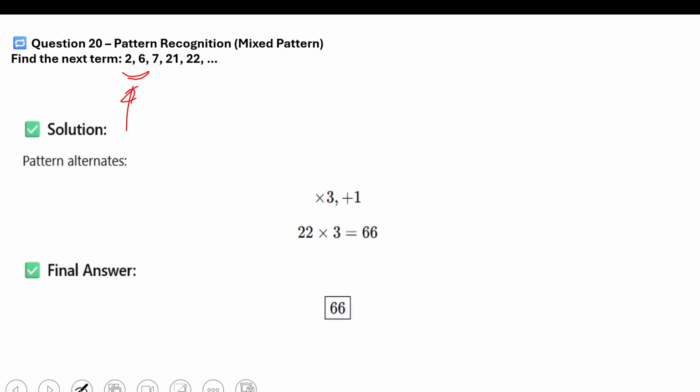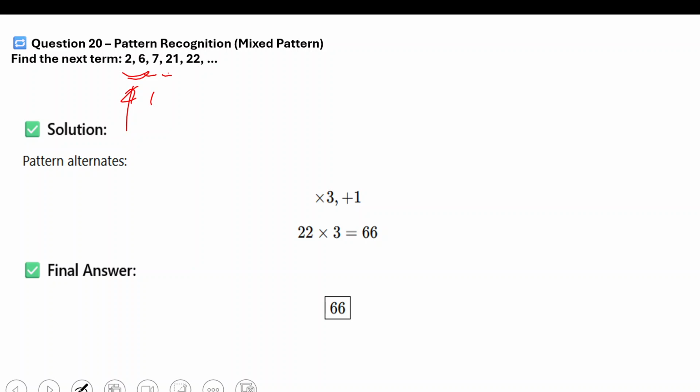Okay, so the last one for this video: find the next term. This is a mixed pattern recognition. The pattern is mixed. Why? Because you see that 2 and 6, the difference is 4. Then the next difference is 1. So I cannot use that one.